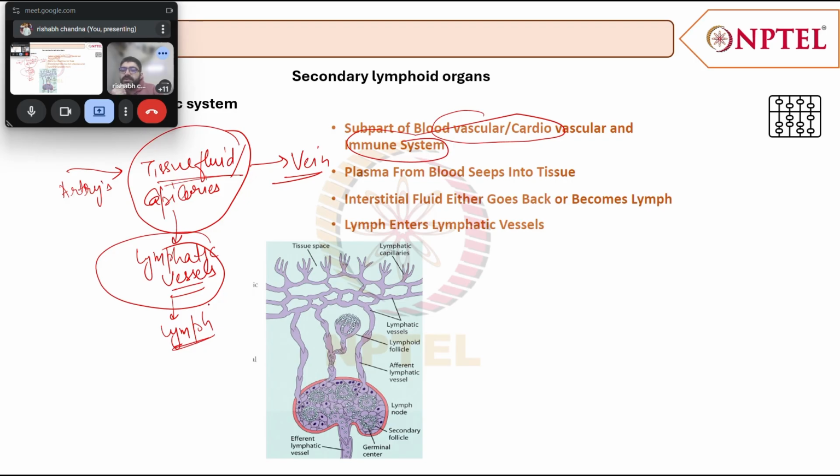These lymphatic vessels, that is also called tissue fluid, will carry lymph, and this lymph will travel into different lymphoid organs as well as the lymphatic system. So this lymphatic system basically carries the plasma from the blood that seeps into the tissue. That is the interstitial fluid that either goes back or becomes lymph. So this tissue fluid or the interstitial fluid finally becomes the lymph, and then lymph enters the lymphatic vessels.